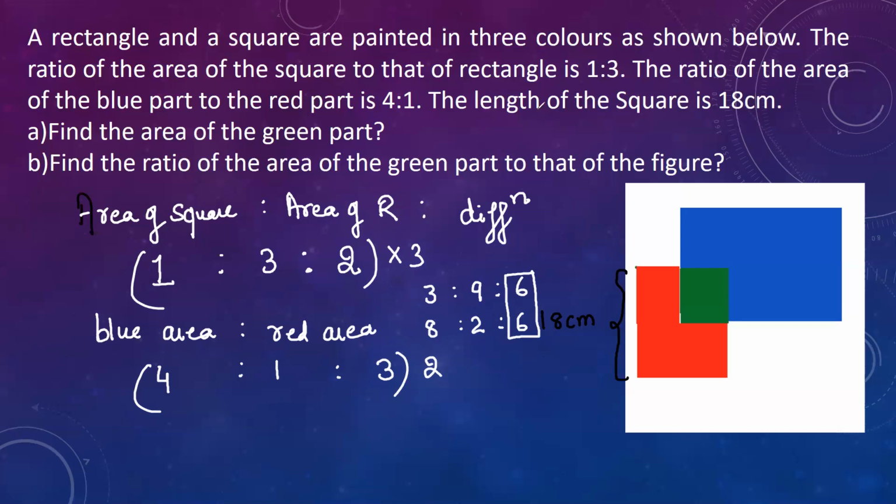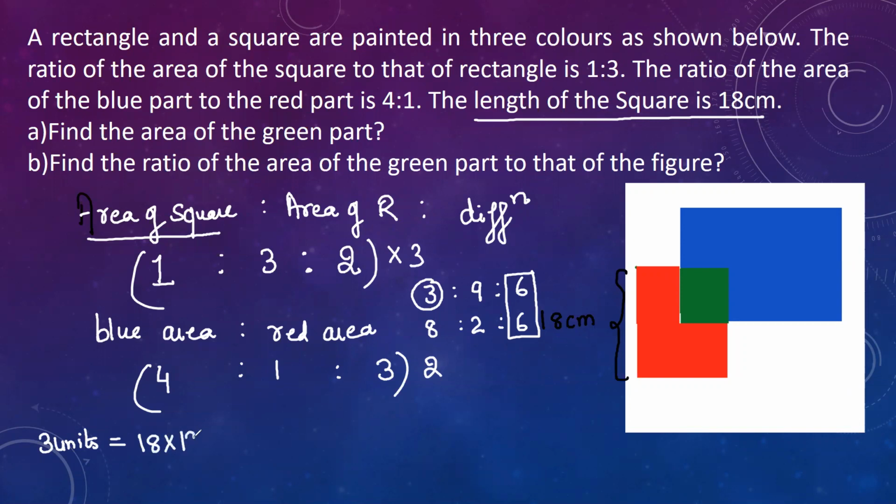That is the method. Now it's given the length of the square is 18 centimeter. So how much is the area of the square? See, 3 units is equal to how much? Three units is equal to the area of the square. That is 18 times 18 centimeter square. So 1 unit will be how much? Just divide by 3. So that will be 108 centimeter square. So that gives you the answer for this part, 108 centimeter square.